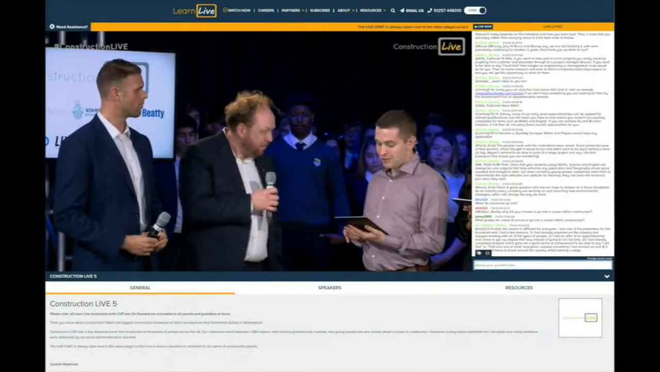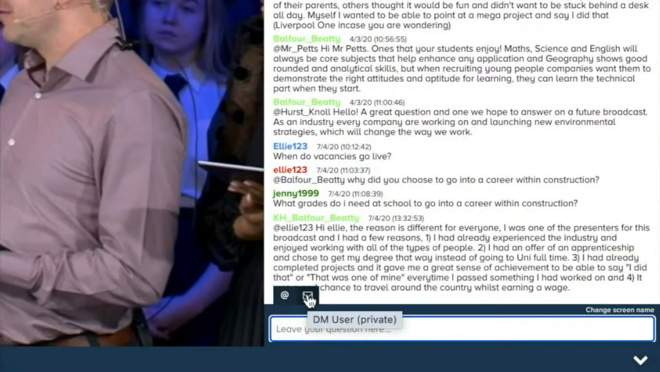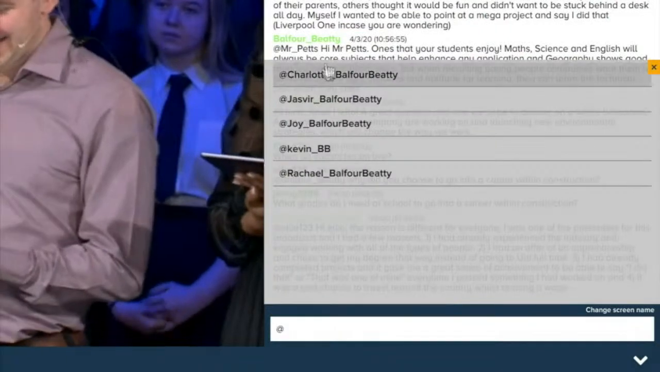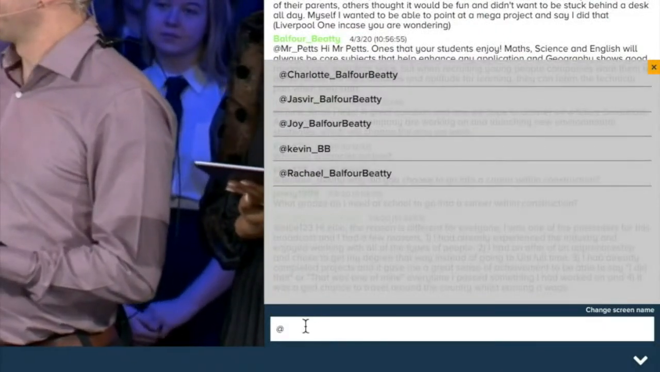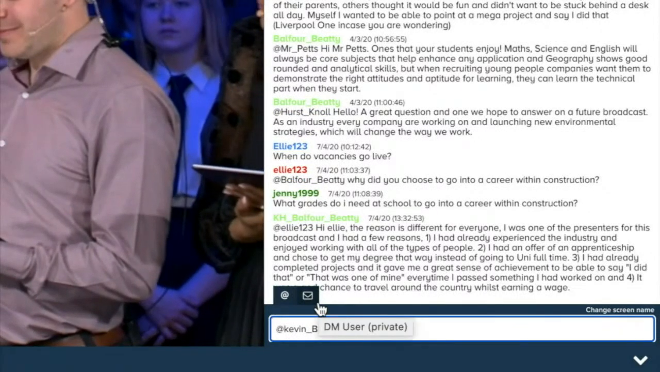To type your question, simply click on the chat box. You will then see two symbols appear. The @ symbol will mean your comment or question will be posted publicly for others to see. The email symbol means your comment or question can be sent directly to the person of your choice from the list that will appear.